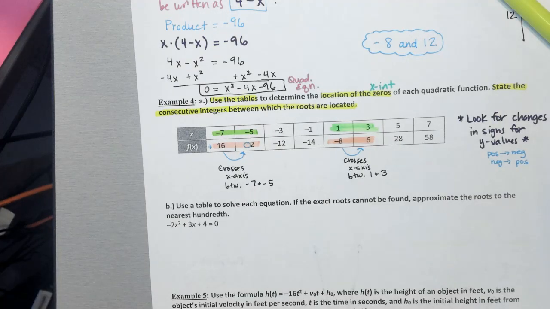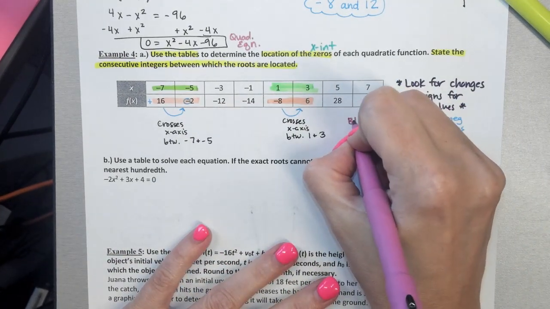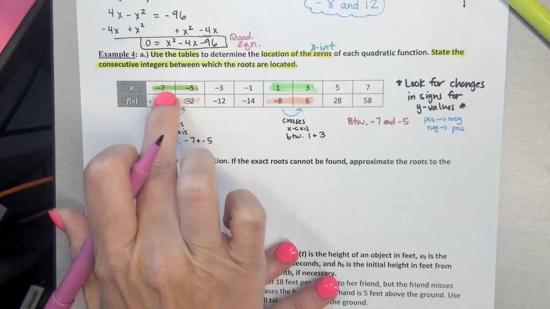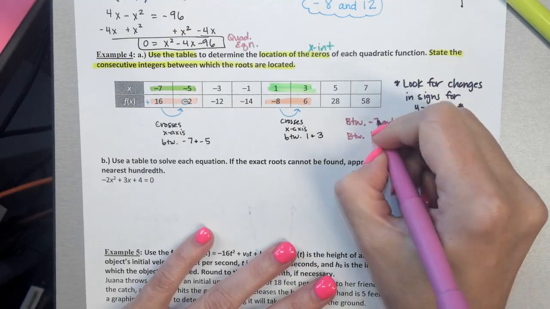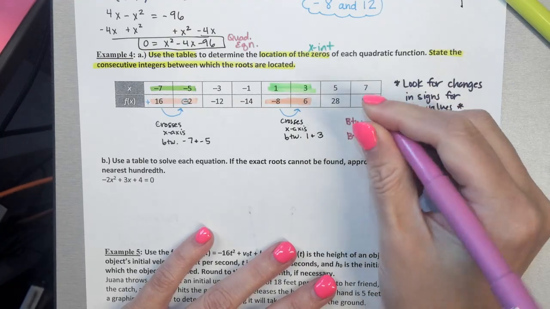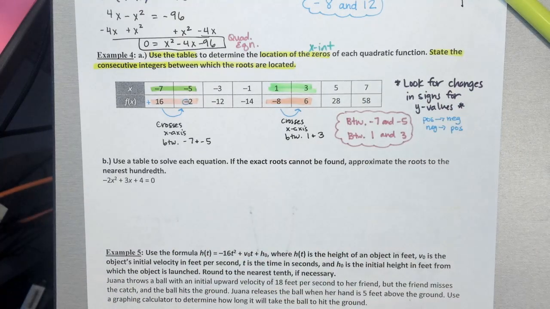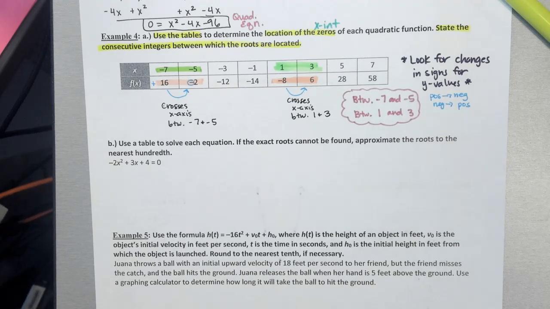Okay, so for your solution, when you are doing this on your own, all you have to say is between -7 and -5. Okay, those are consecutive on the table. And then between 1 and 3, those are consecutive on the table. Okay, so this is the only thing you have to write for your answer there. So on a question like this, you aren't going to have one to show if they give you the table. Okay, you're going to look at the table, but you can use these notes to help you understand why we're looking for those values.